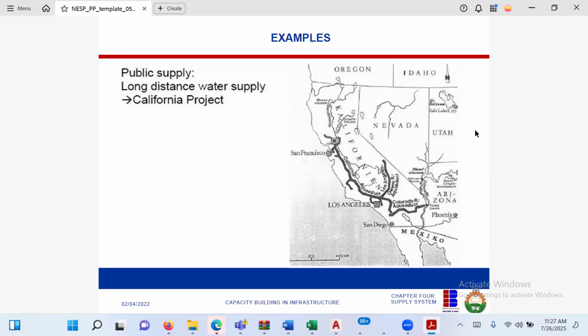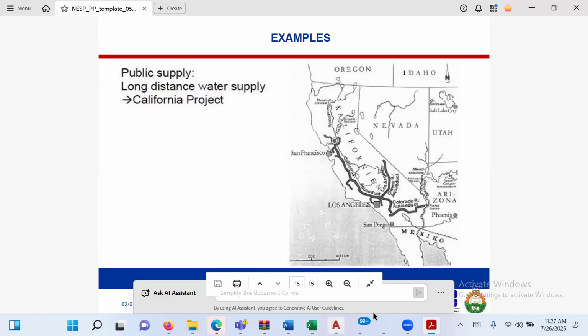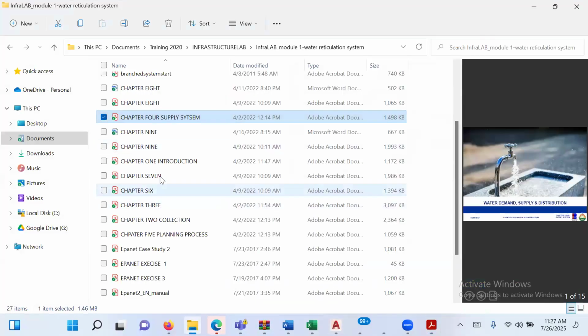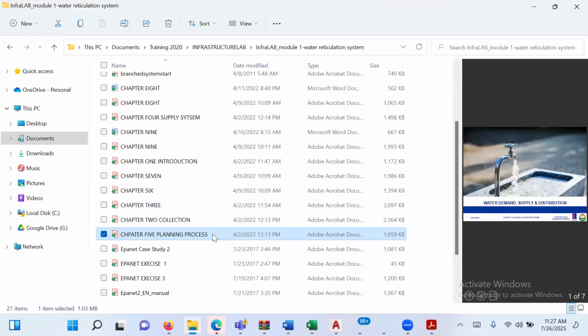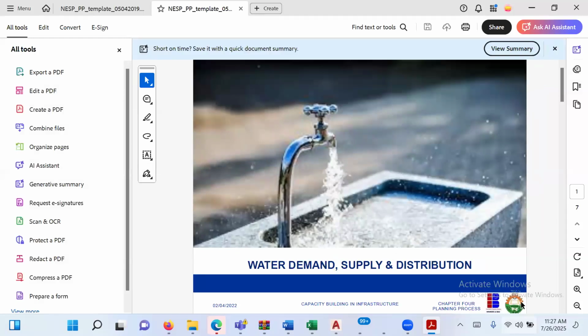Okay, it seems we are done with this. And that's chapter 4. So we'll go to chapter 5. Some of the chapters have nothing inside them. Planning process. So let's look at the planning process.